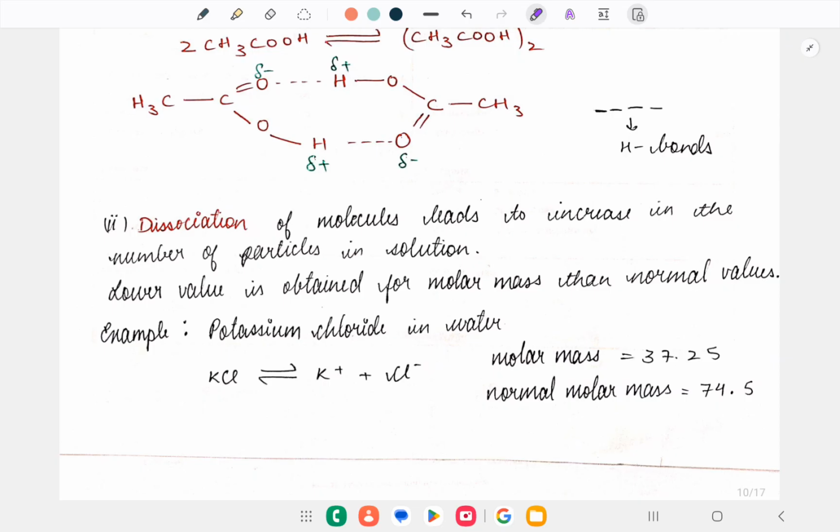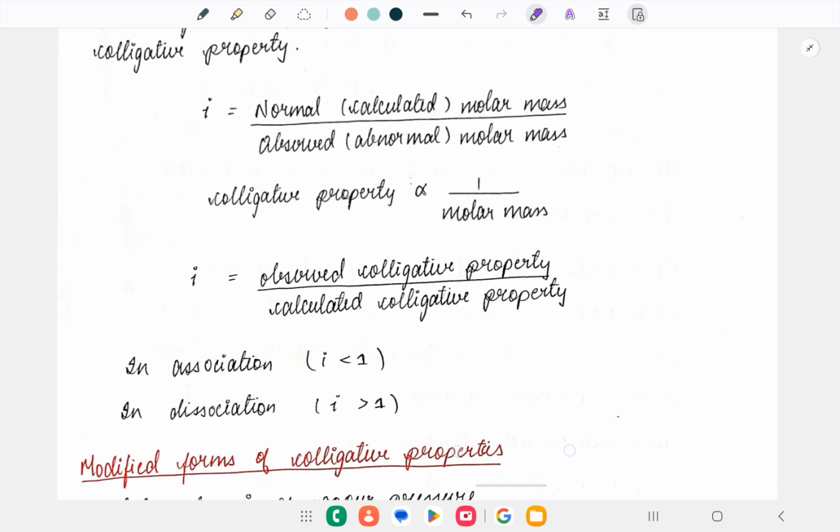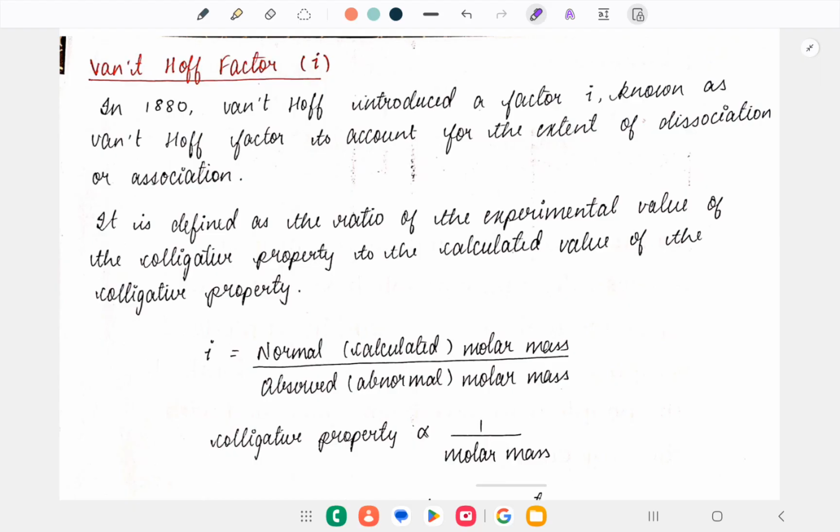Van 't Hoff came up with a factor to understand this abnormality in molar masses. So in 1880, Van 't Hoff introduced a factor i, known as the Van 't Hoff factor, which is represented by a small i, to account for the extent of the association or dissociation that is happening.